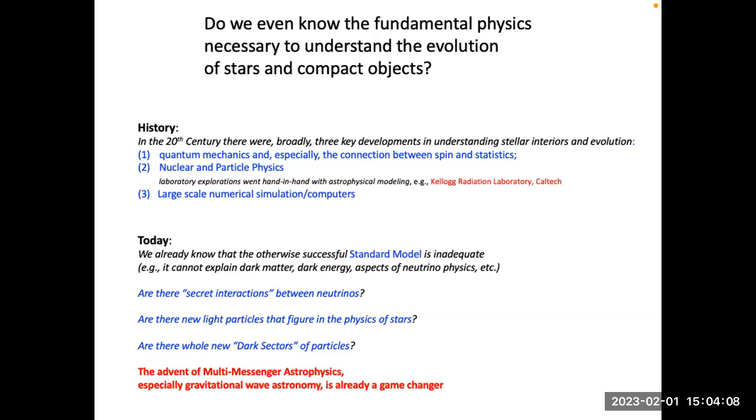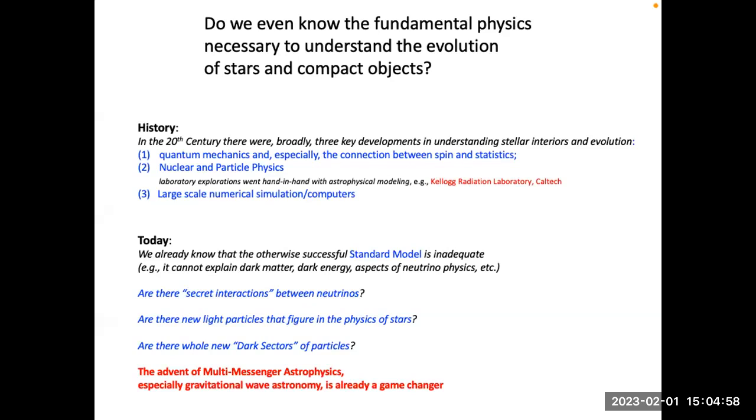The second thing was the development of nuclear and particle physics. And there was a tight coupling between measurements made in the laboratory of nuclear reaction cross-sections and other things associated with particle physics, especially in the weak sector, in the beta decay sector. And that went hand in hand with astrophysical modeling. And I'll advertise that a key player in that development was the Kellogg Radiation Laboratory at Caltech that was headed by Charles Lauritsen and Willie Fowler, and that's kind of where I grew up, and also where Jeff and Margaret Burbidge were for a while. And then finally, of course, the other big development in the 20th century was the advent of large-scale computation that allowed stellar modeling.